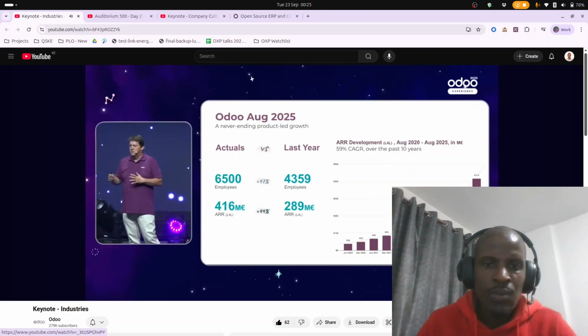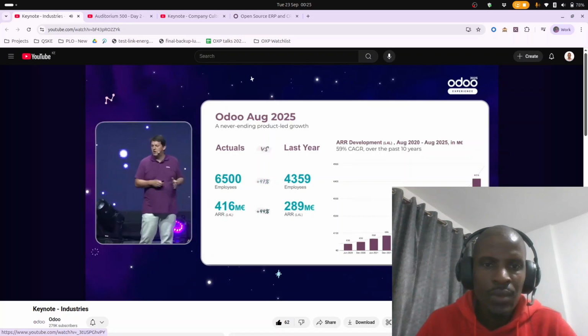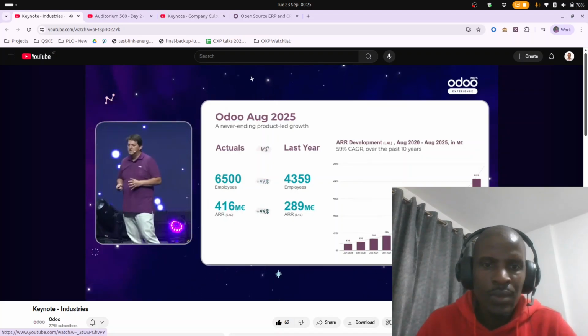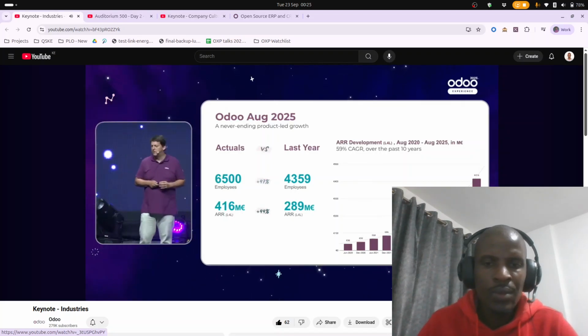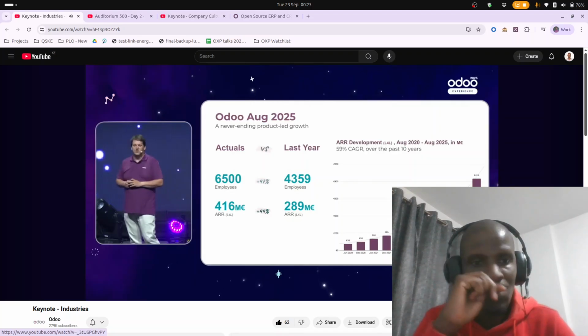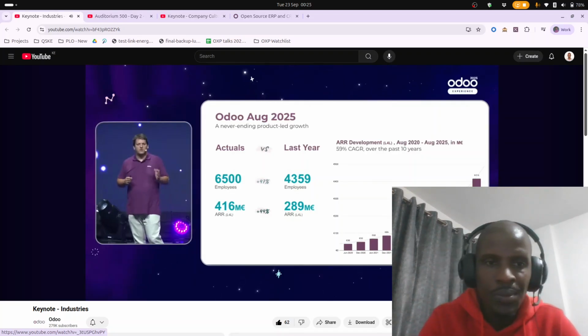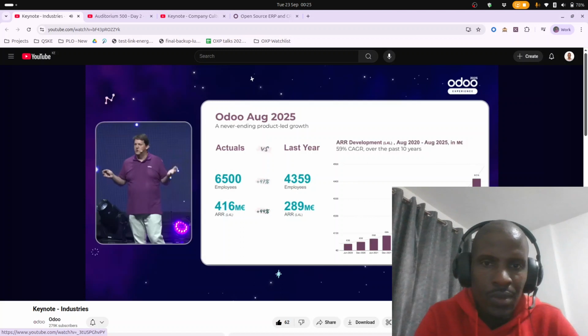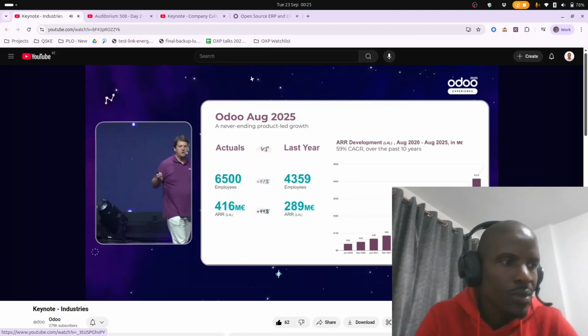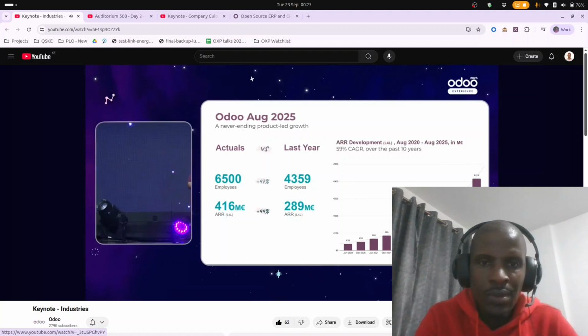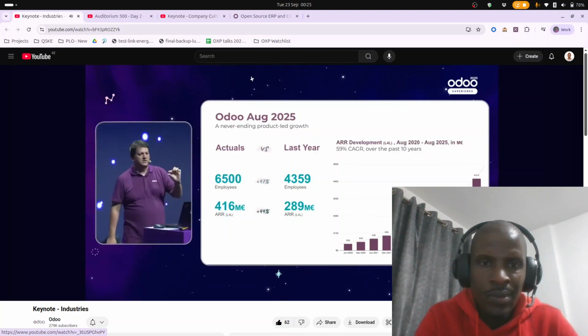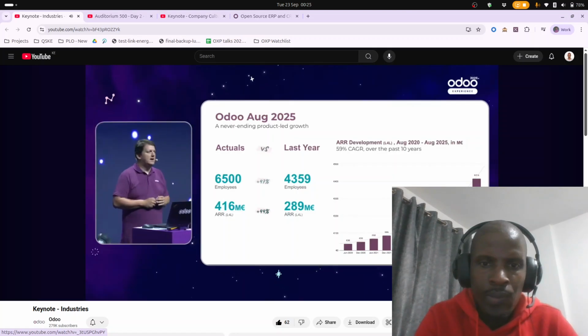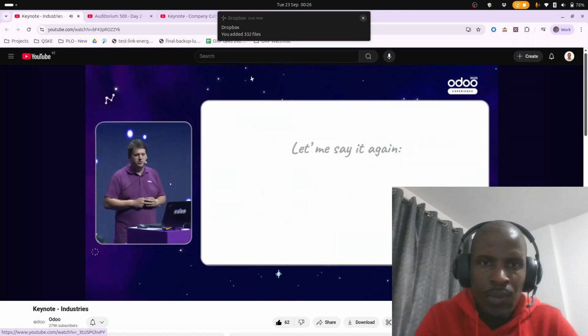And if we look at the numbers as of August 2025, we are at 416 million of annual recurring revenue versus 289 last year at the same date. So it's really growing like crazy, and it's showing the impact that you, the partners, the community have on what we are doing. Because that's just a small part of the big ecosystem, and this just translates into a lot of clients and users that you put in production.